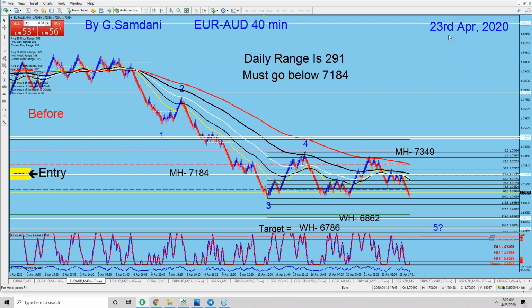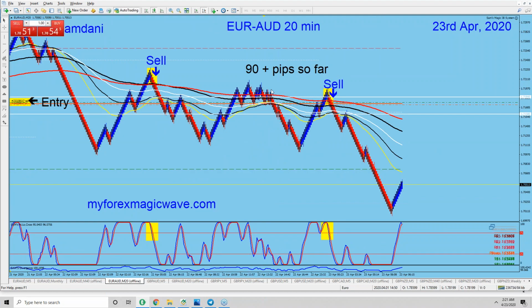Okay, so this is today's date here, the 23rd. This is what's happening. Why I'm holding this pair for a lot of pippage is because look at the daily range. This is the daily range indicator. You see that, and it's showing you this 292 pip daily range. And yesterday it moved 182 pips, and right now it is only 90 pips. So why should I close my trade early?